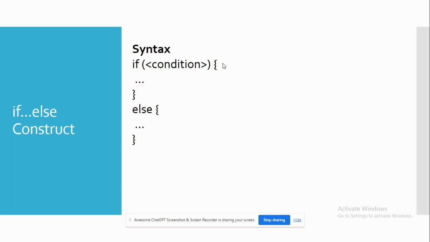We equally have the if else construct. For the syntax of the if else construct, we have if condition and then a statement or the block of statements to be executed, and then we have the else part of it.